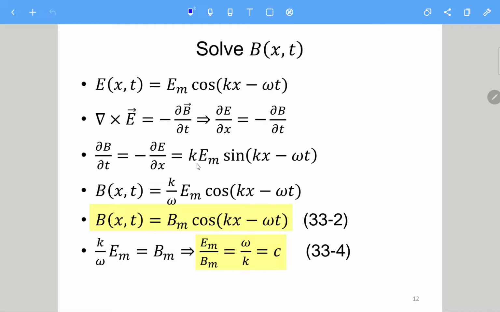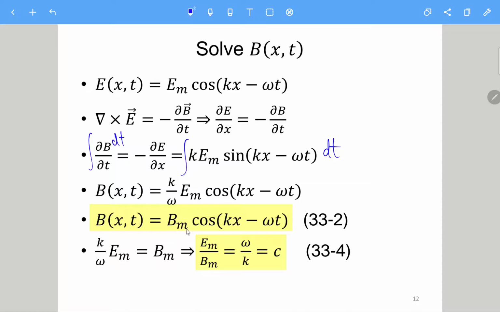So now we have partial B partial t equal to this, so we can integrate both sides and we will get B. If we integrate this with respect to t, integrating sine becomes minus cosine. And we also need the chain rule, so we need to divide by omega, because we integrate with respect to t. Of course, we would need to add a constant, but there shouldn't be any constant there, so the constant should be 0. So the integration for this term will be (k over omega) E_m cosine(kx minus omega t), because for the chain rule you need to divide by minus omega, and when you integrate you also have a minus sign. So the two minus signs cancel each other, and the B field will look like this.